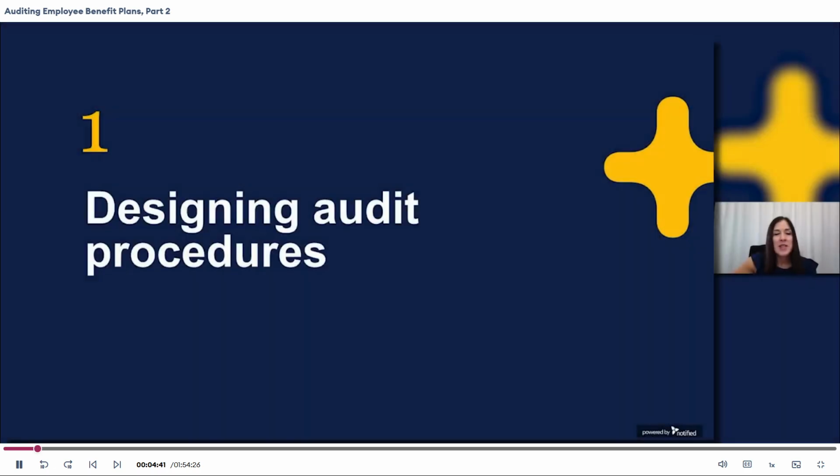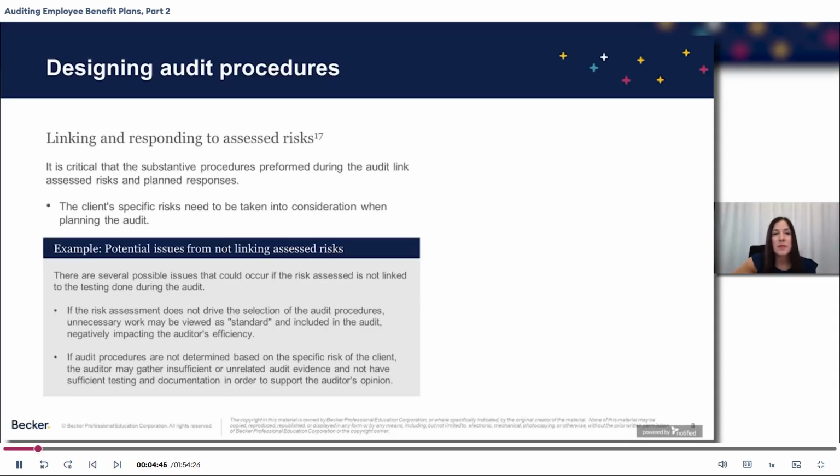So let's go ahead and get started here with Chapter 1, Designing Audit Procedures. As I mentioned, the audit procedures that you're going to be performing have to be in direct response to your identified risk. So it is critical that the substantive procedures that you perform during your audit link back directly to those assessed risks. So in other words, you don't want to perform any procedures that you cannot tie and link back to an identified risk, and vice versa.